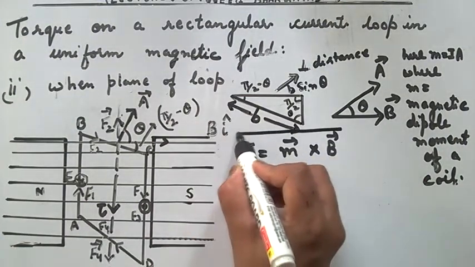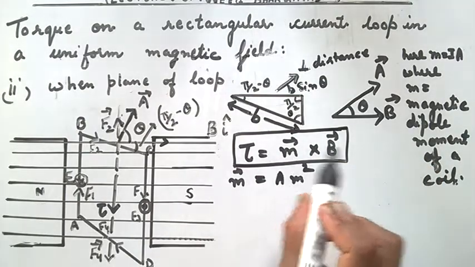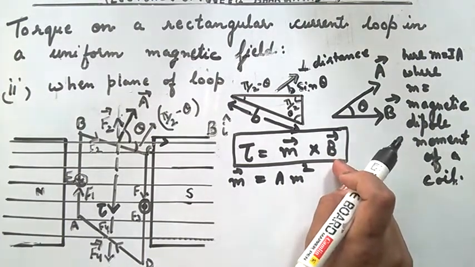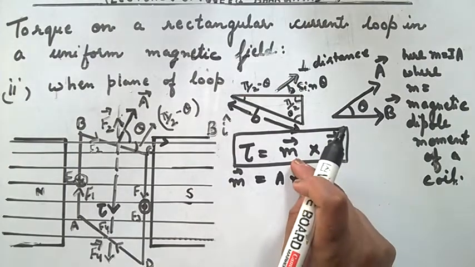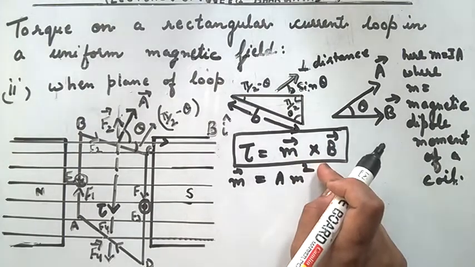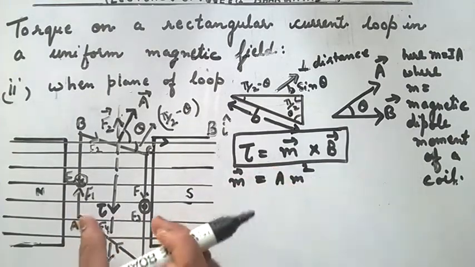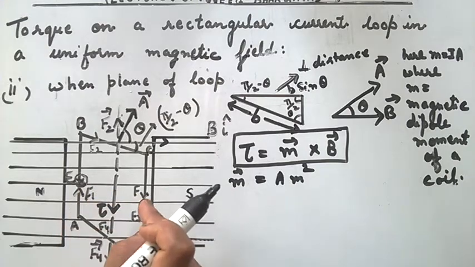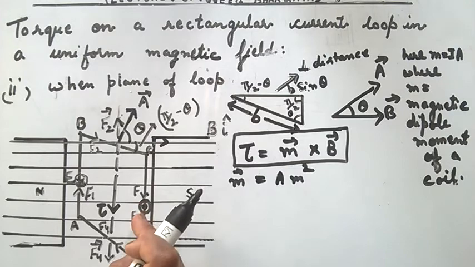Here, if the angle between magnetic dipole moment and magnetic field is 0 degree or 180 degree, that is, if magnetic dipole moment is either parallel or anti-parallel, then torque vanishes. That is, it will be 0 or the perpendicular distance will be 0. Then these two forces will become collinear. There will be same line of action, thus they will not produce any torque.